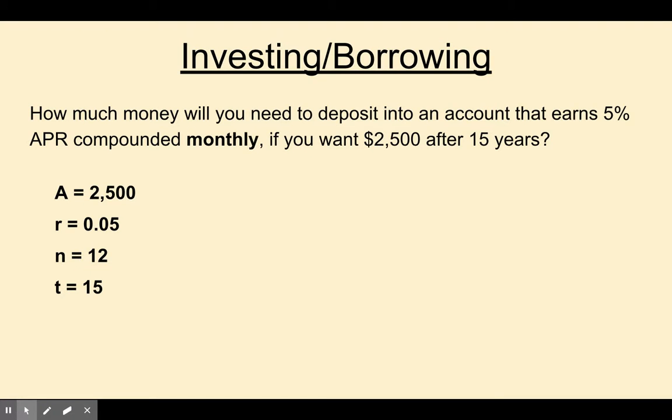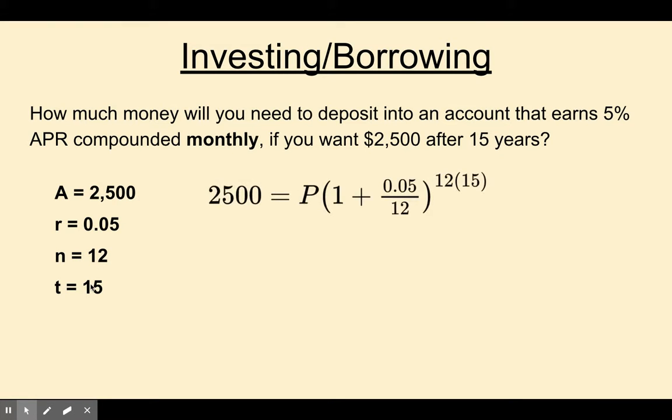Okay, so let's do this. How much money will you need to deposit into an account if it earns 5% APR compounded monthly, and you want $2,500 after 15 years? So here's all our stuff. At the end is $2,500. Now it's not the principal, it's the end amount. Then same stuff: 5% divided by 100 is 0.05. We're going to go monthly, so that's once a month, 12 times a year, and then for 15 years.